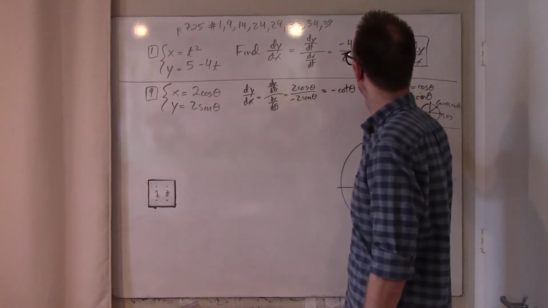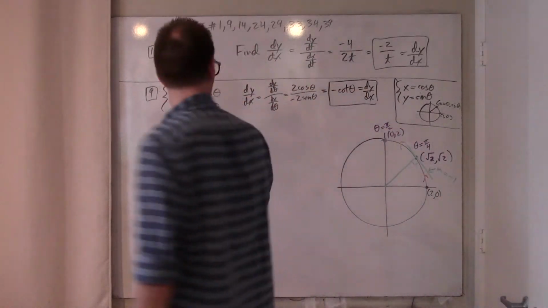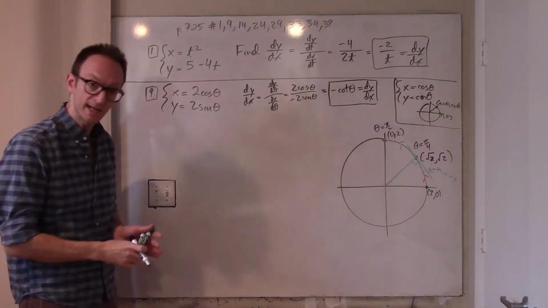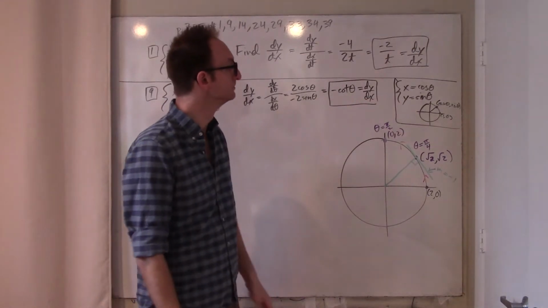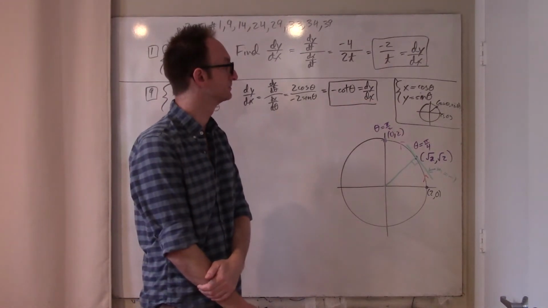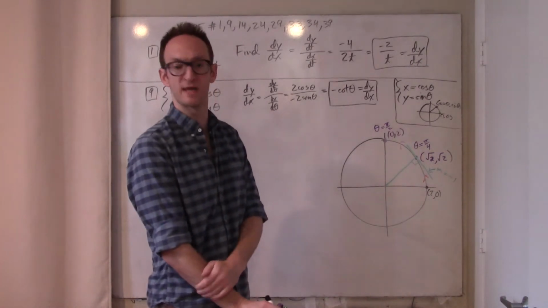Okay, so I'll put a little box around this, because what we have here is a formula for dy/dx. Again, you plug in a theta value, and the output of this function is the slope of the tangent line to the curve at the point determined by that theta value.